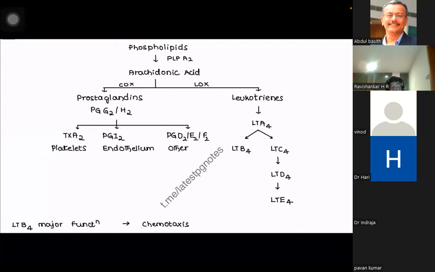And for this reason, we should not use steroids, which inhibit phospholipase A2, leading to decreased formation of prostaglandin. And COX is inhibited by NSAIDs. So NSAIDs are also used cautiously during an injury.